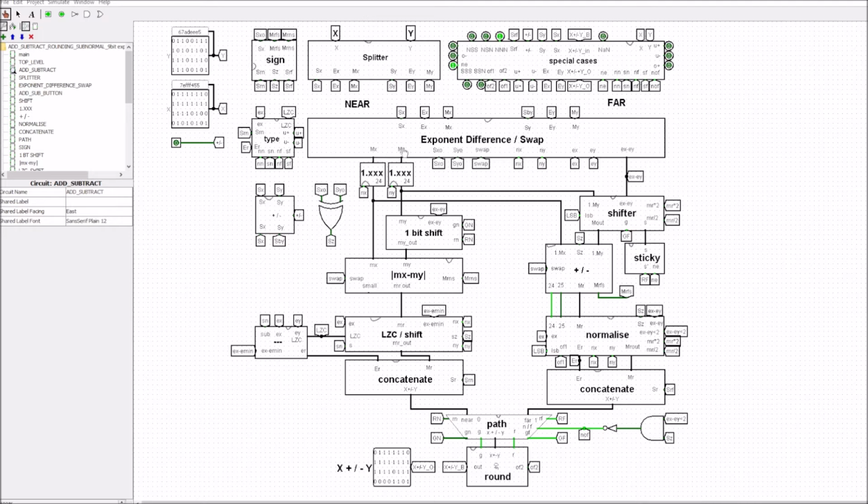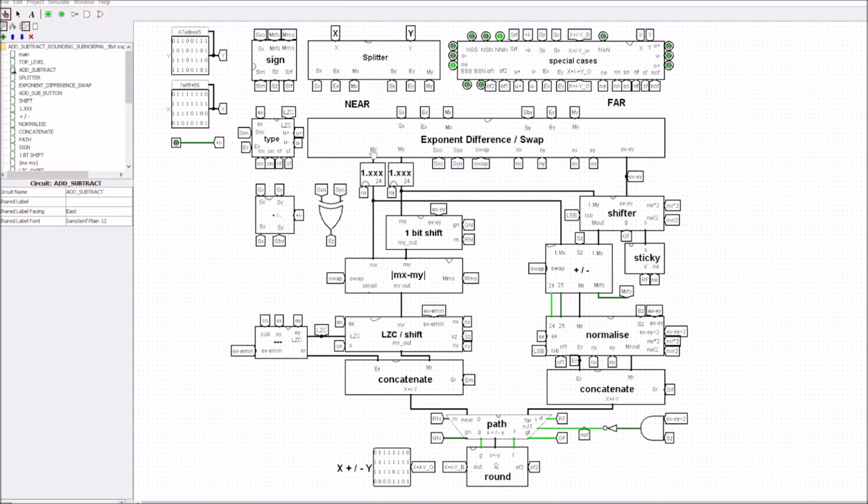Now we've got two paths here: a near path and a far path. The near path covers any exponent difference which is less than 2 and is also a subtraction, so anything that creates what's called a cancellation. We'll get through this stuff whenever we do the course. So this is the cancellation side here, and on the other side it's all the values which are greater than 2, so there's no cancellation within this side.